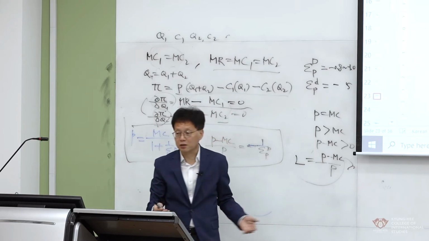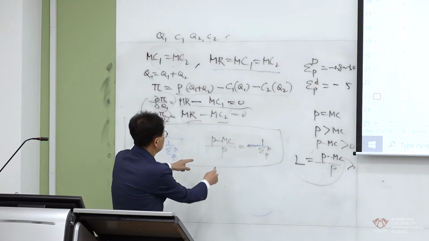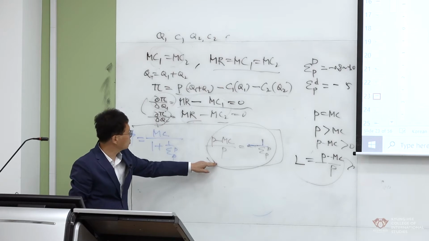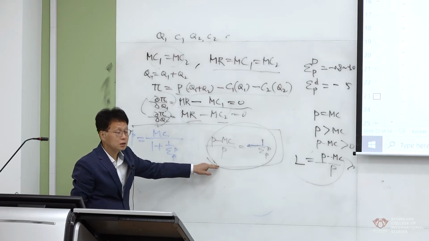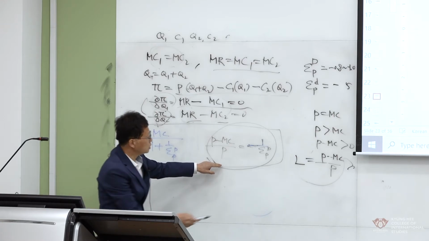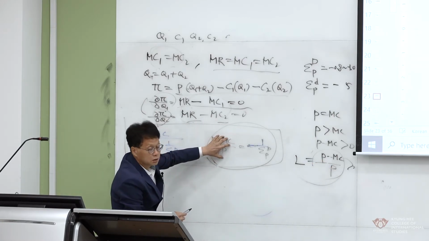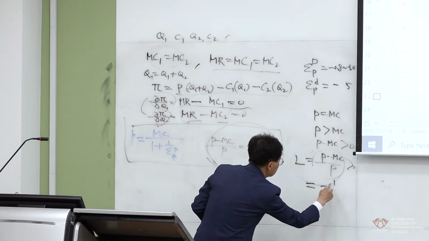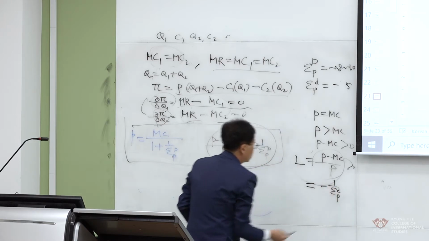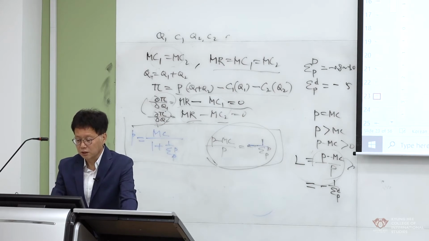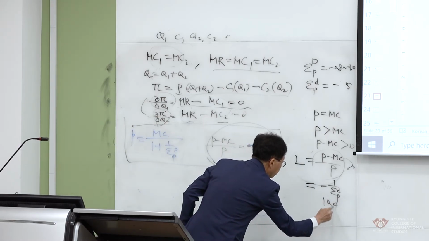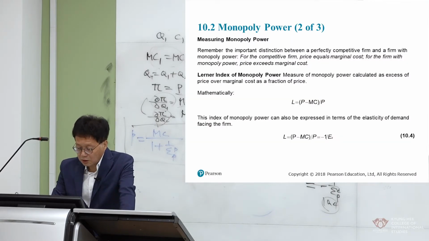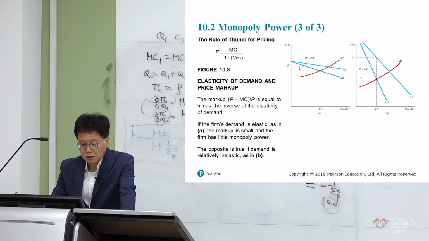Also magnitudes matter, okay? And we already studied this equation, equation 10.1, 10.2. And we know the Lerner index is equal to minus 1 over the price elasticity of demand. That is equation 10.4. Okay? So actually we already studied this. Now we go to the next slide.